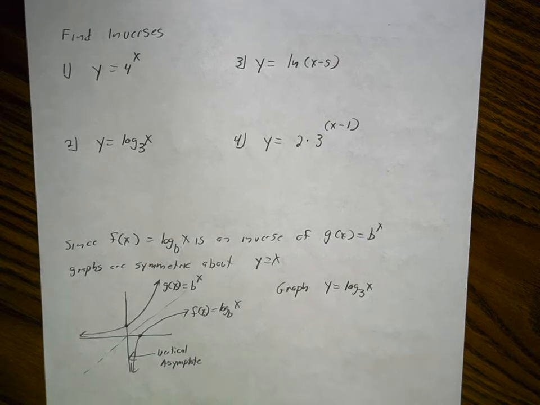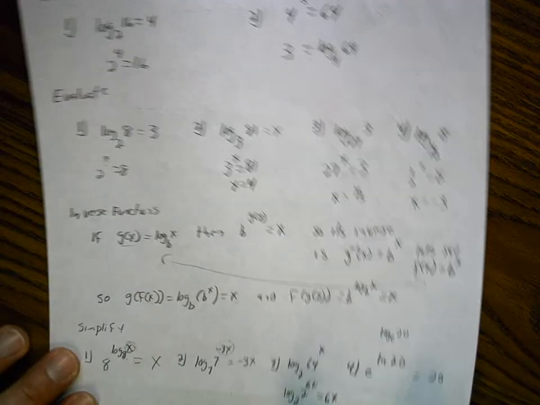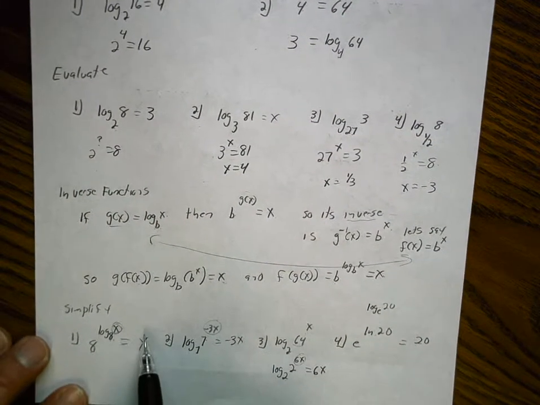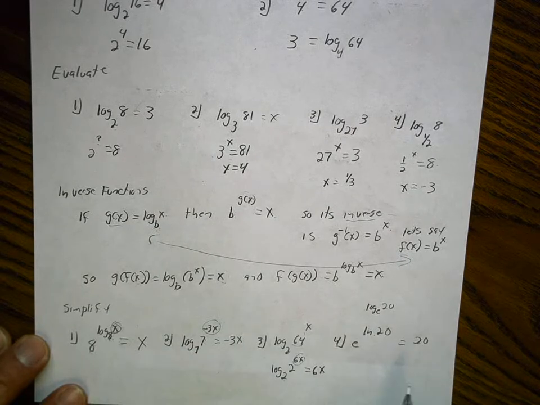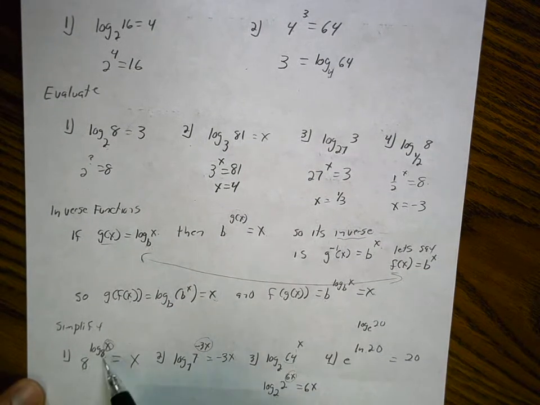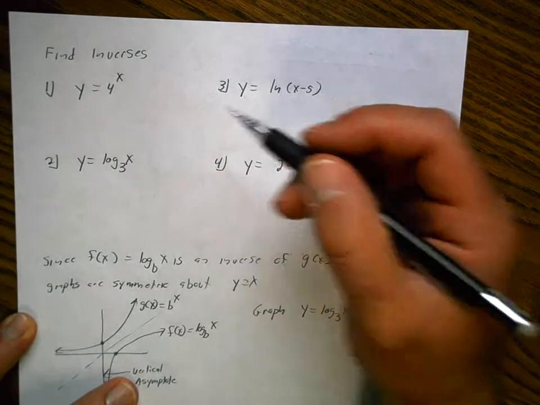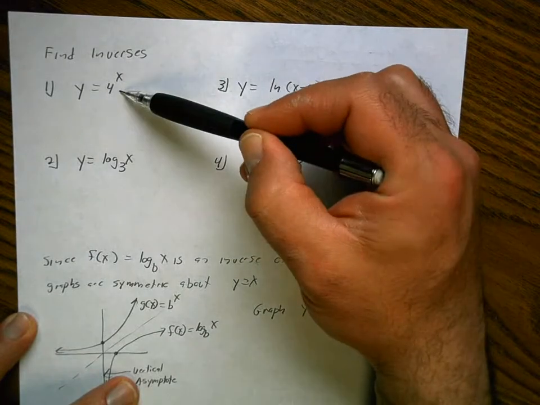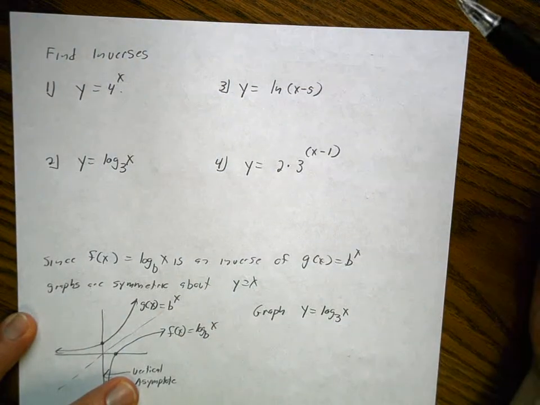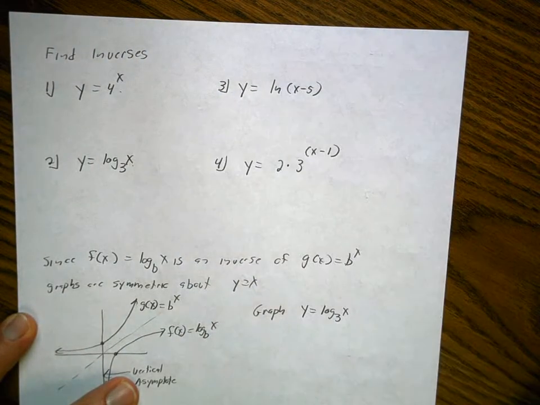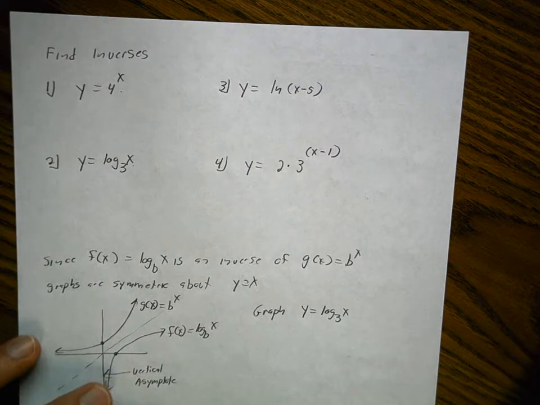Finding inverses. Okay, so back here we're just using these inverse properties to simplify expressions. Notice that the bases are the same, we can simplify those. Finding inverses is just like finding inverses in the other section. Now, if it starts as an exponential, its inverse is a logarithm. If it starts as a logarithm, the inverse is an exponential.